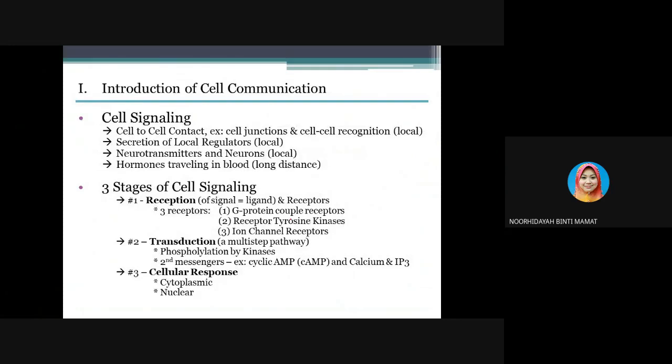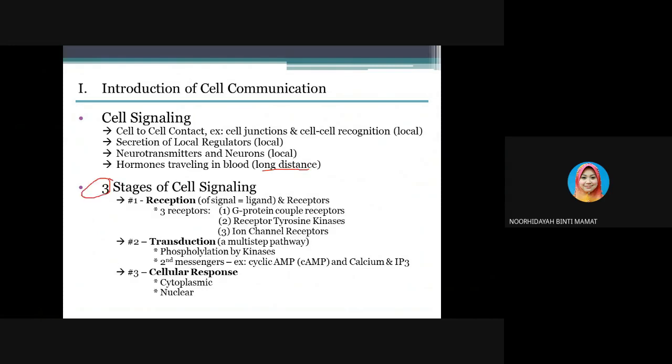So we go to the introduction of cell communication. Cell signaling can occur through cell-to-cell contact, for example through the cell junctions or through cell recognition. The signal also can be through the secretion of local regulators, or neurotransmitters and neurons, and also hormones that travel in the blood vessels. This hormone traveling in the blood vessel is actually long-distance cell signaling.